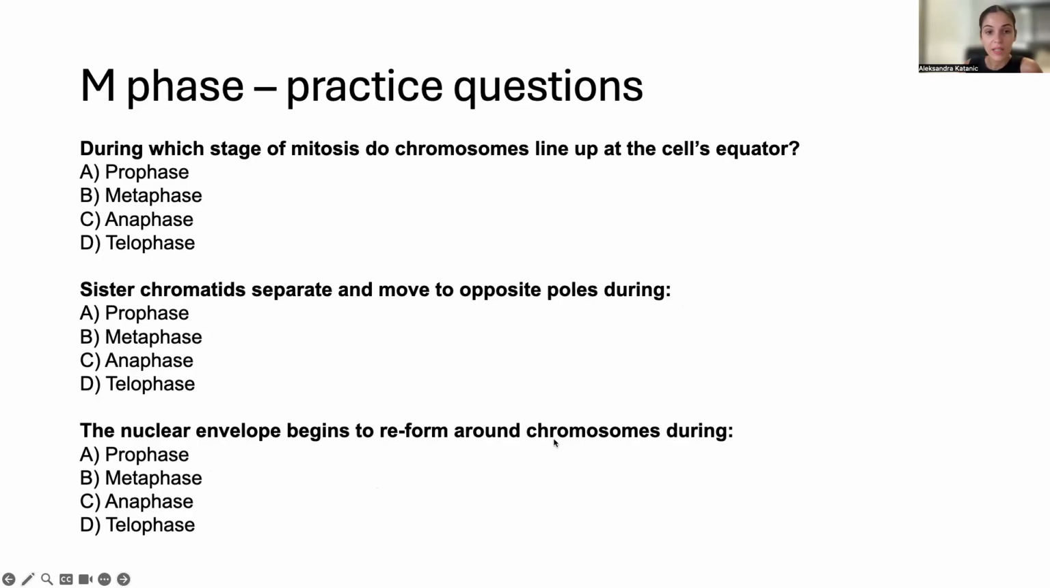The nuclear envelope begins to reform around chromosomes during. When is the nuclear envelope broken down? That would be in prophase. And then they'd be lining up in metaphase and anaphase. So it would begin to reform in telophase. The correct answer there is D.